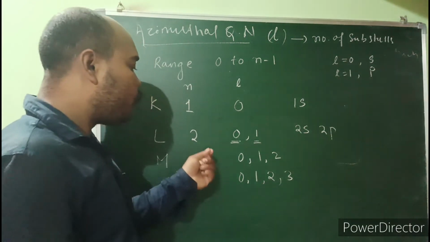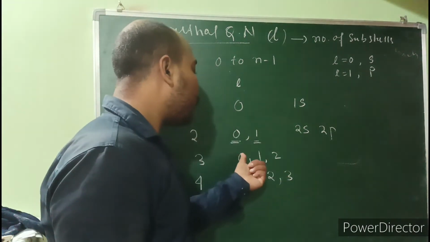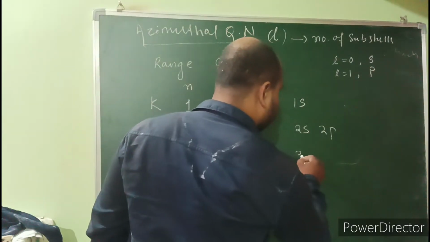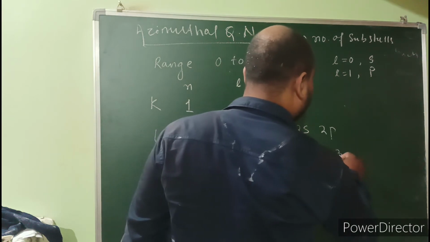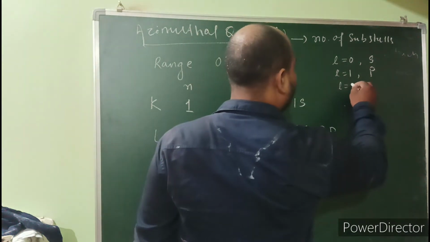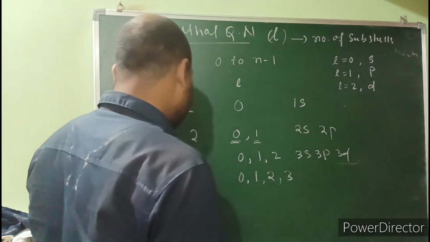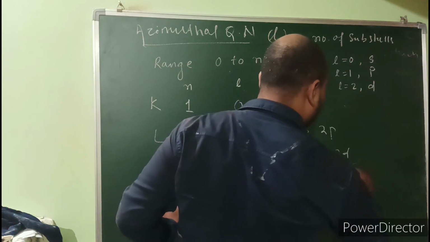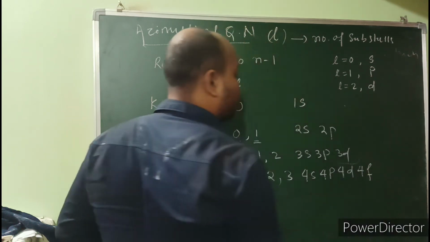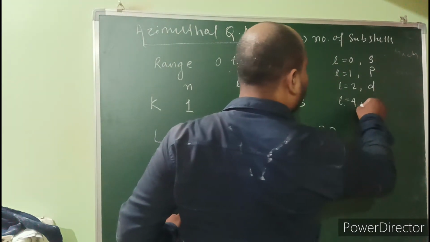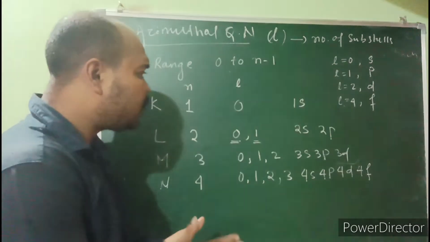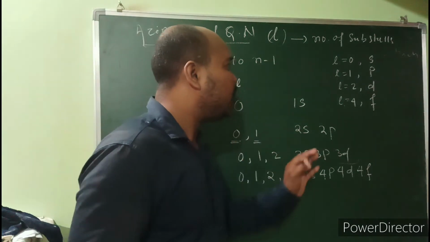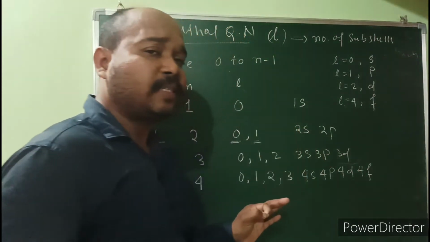Now for n equal to 3, we get 3 subshells, with azimuthal values 0, 1, 2. So we get 3s, 3p and 3d. Here l is 2 for the d subshell. And for n equal to 4, we get 4 subshells: 4s, 4p, 4d and 4f. Here l is 3 for the f subshell. Simply, the azimuthal quantum number determines the number of subshells present in a shell.